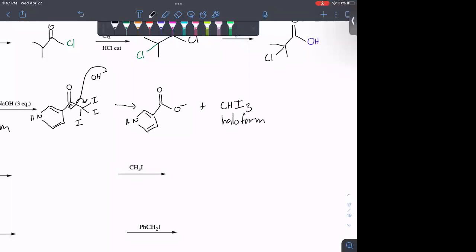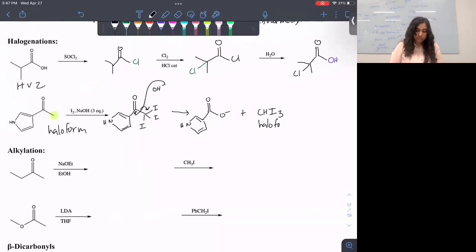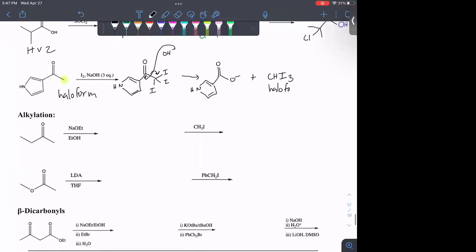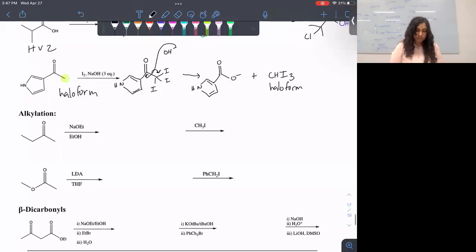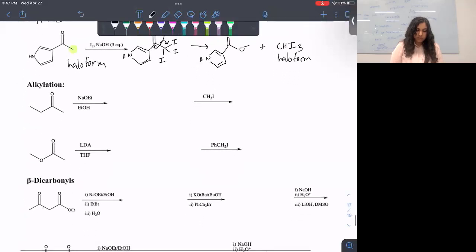Why is it an oxygen at the end and not an OH? I guess because there's nothing to protonate it, but if you did acid workup, I'm sure you would get an OH. If it's in basic conditions, you get carboxylate. The CHI3 is the haloform? Mm-hmm. Okay.